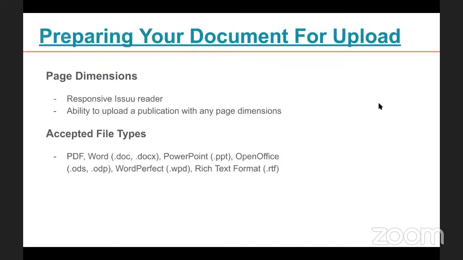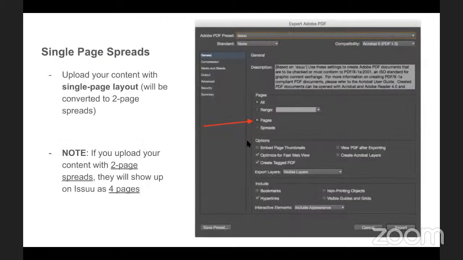As far as page dimensions go, since the Issuu reader is responsive, you could basically upload a document with any page dimension that you would want. And for accepted file types, you can upload PDF, Word, PowerPoint, OpenOffice, WordPerfect, and rich text format, but we always recommend PDF first and foremost.